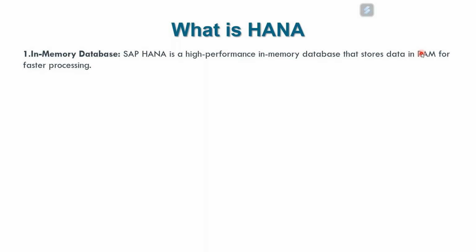And for context, reading data from the RAM is 100 times faster than reading data from a hard disk. So when you're running a report, it can run 100 times faster just because the data is sitting in the RAM. That's the beauty of RAM, and that has been utilized properly in the HANA database.